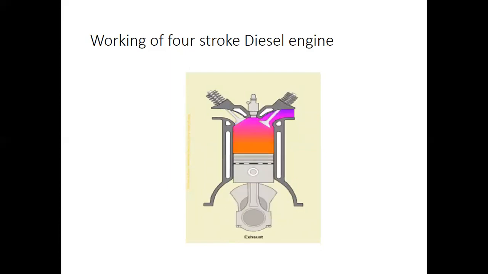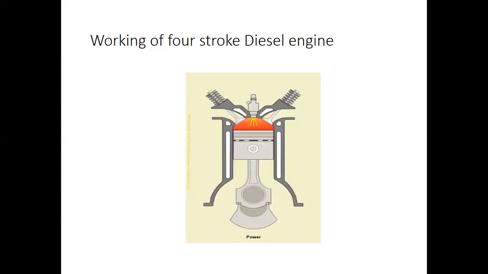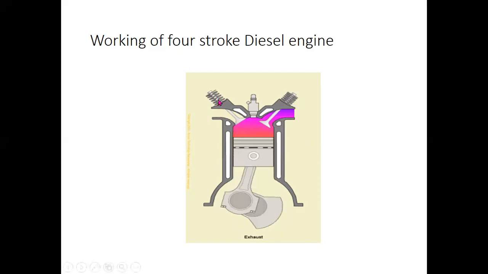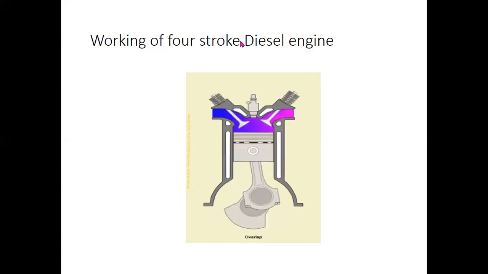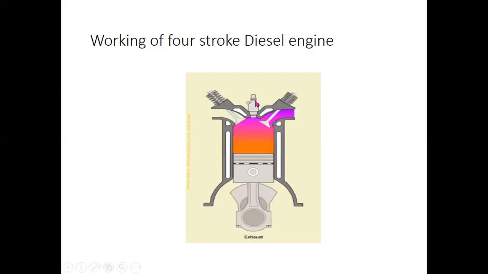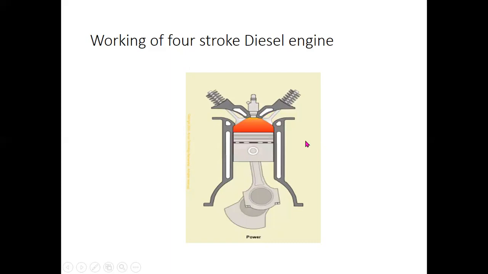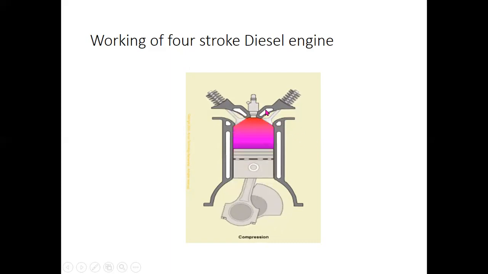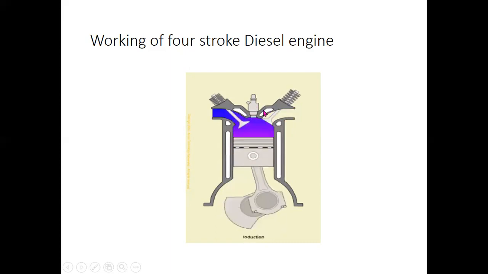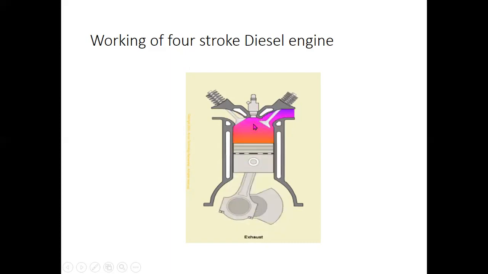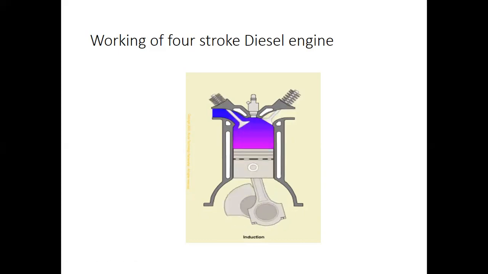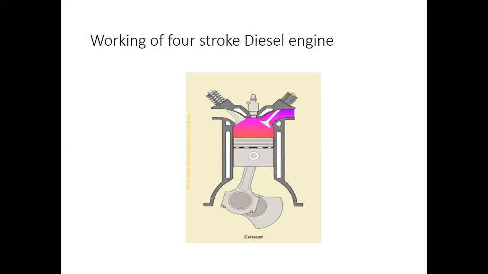Coming to the diesel engine, the working of the four stroke diesel engine. You see here, this is also a similar one: inlet valve, exhaust valve, spark plug or injector. In the case of a diesel engine, this is an injector. You see, fuel is injected as finer droplets. You see here, these are the flame fronts. So this is the working of the four stroke diesel engine.